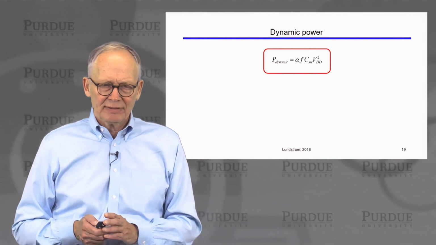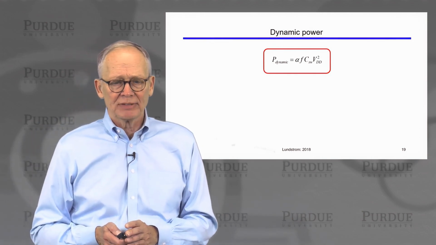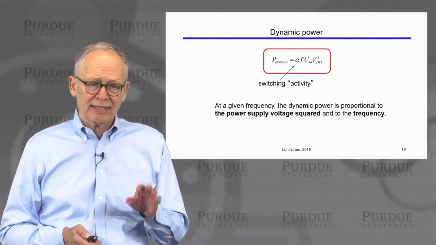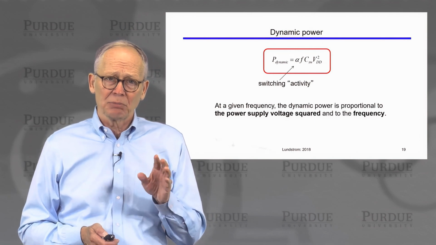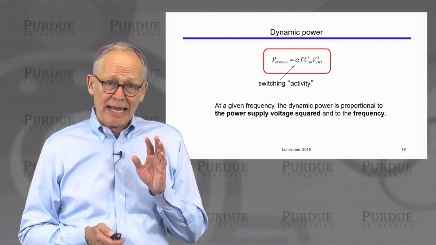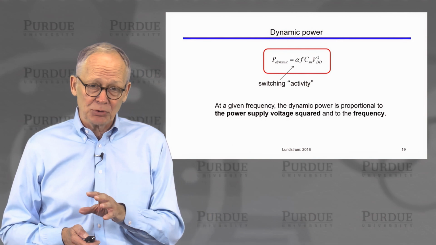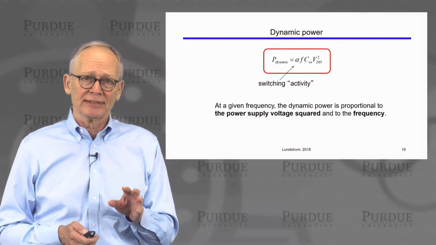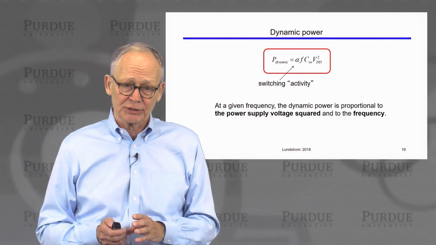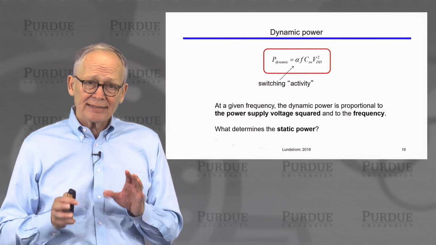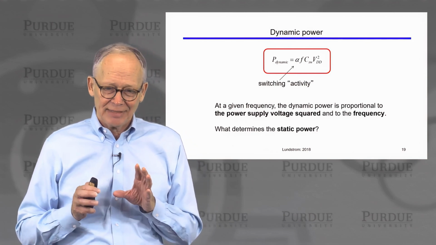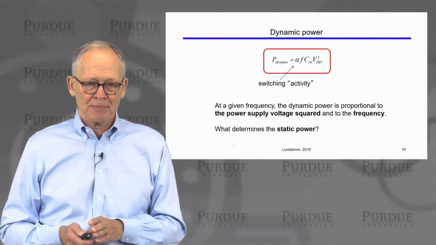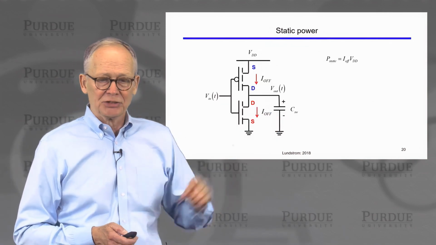Okay, so we've done the dynamic power. We've discussed the dynamic power. And we see that at a given frequency, the dynamic power is proportional to the power supply voltage squared and to the frequency. So we can't run the chip too fast or we'll dissipate too much power. And there's a lot of motivation for looking for transistors that operate at low voltages. Okay, that's the dynamic power. But the non-ideal CMOS gate also dissipates some power when it's not switching. That power comes from the leakage current.